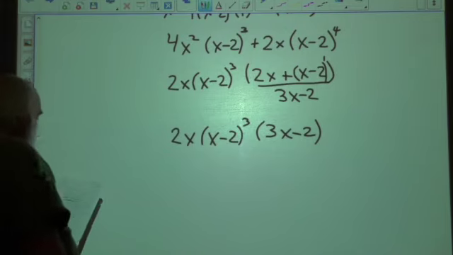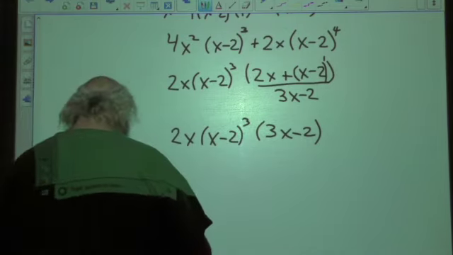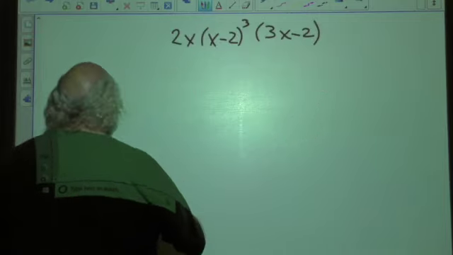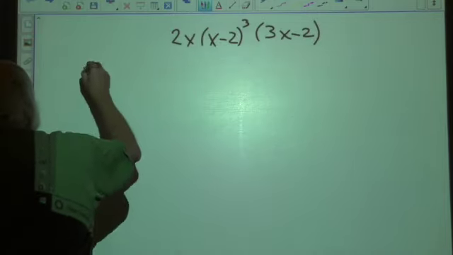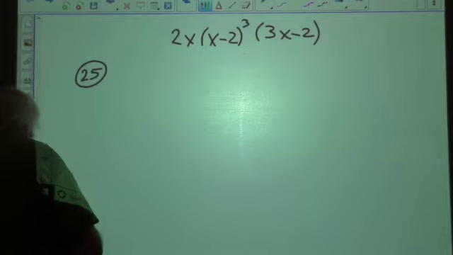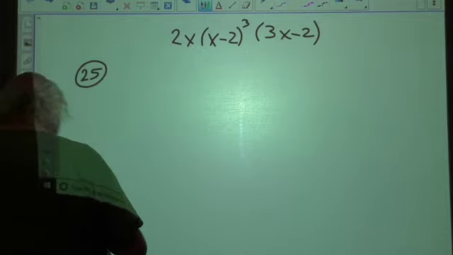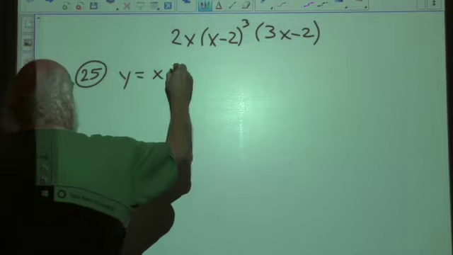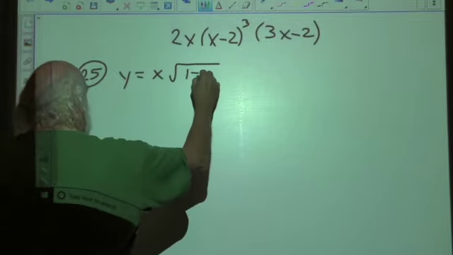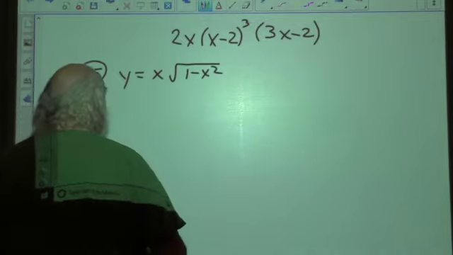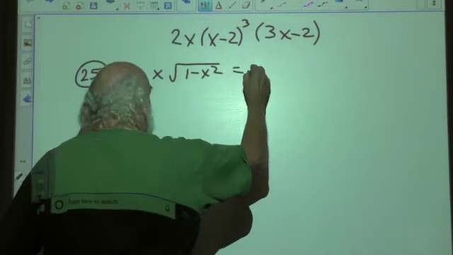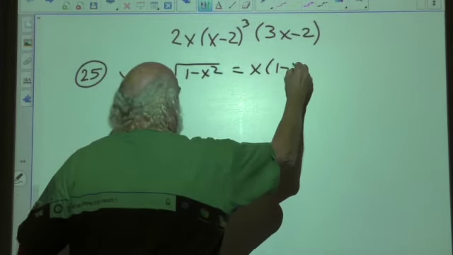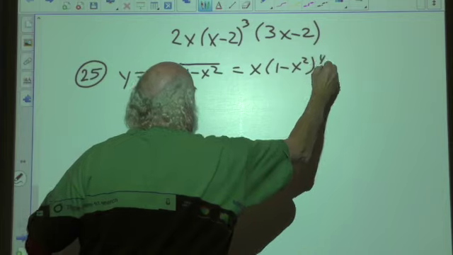That was a nice one. Let's take a look at number 25. That's a handy little problem. y equals x times the square root of 1 minus x squared. And we'll rewrite that as x times 1 minus x squared to the 1/2 power.